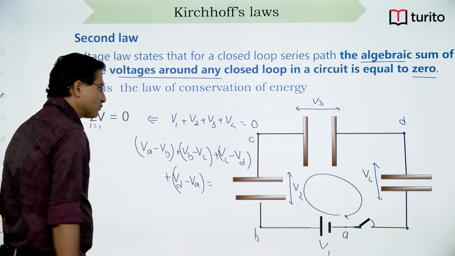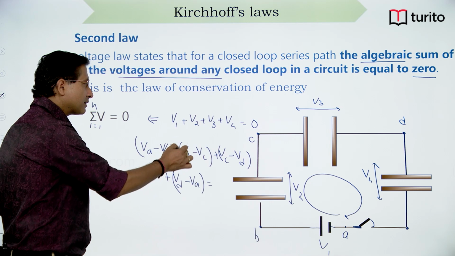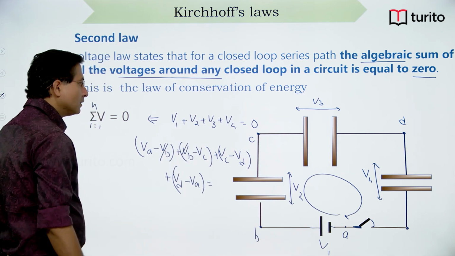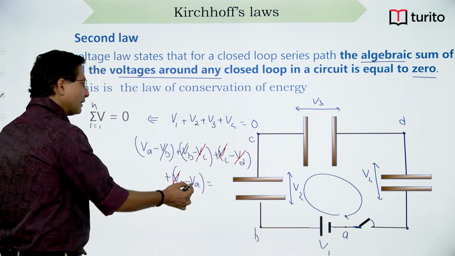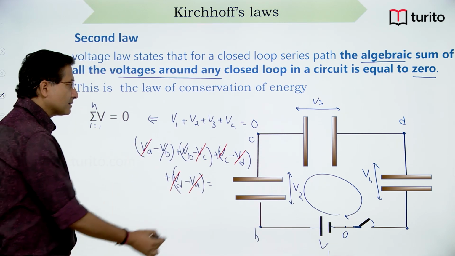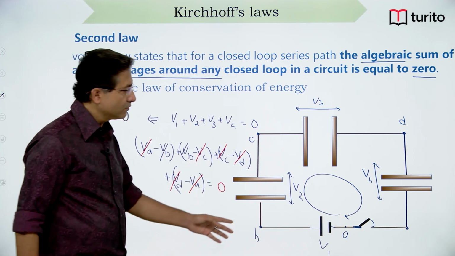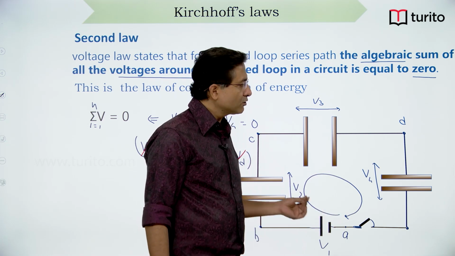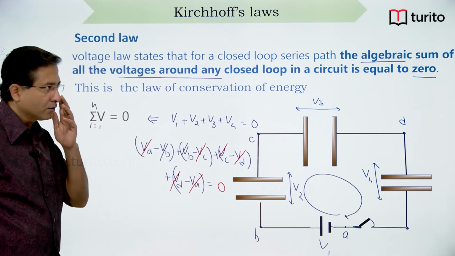Now, what would this value be? If you look closely, this VB and this VB get cancelled out. This VC gets cancelled out, VD will get cancelled out, and the leftover VA gets cancelled out with the first VA, and what you are getting is 0, right. So, nothing new. If you move across a loop, the summation of voltage drop across all the elements in a loop has to be 0, right.